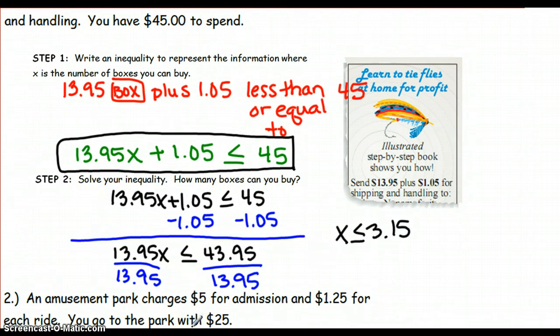Now, if we look at the question, it asks how many boxes can you buy? You cannot buy a part of a box. And here we're saying 3 full boxes and a little bit more. Well, that little bit more we can't purchase. So what we're saying is that you can buy at most 3 boxes. So the answer here, the best answer, would be that x has to be less than or equal to 3 boxes.